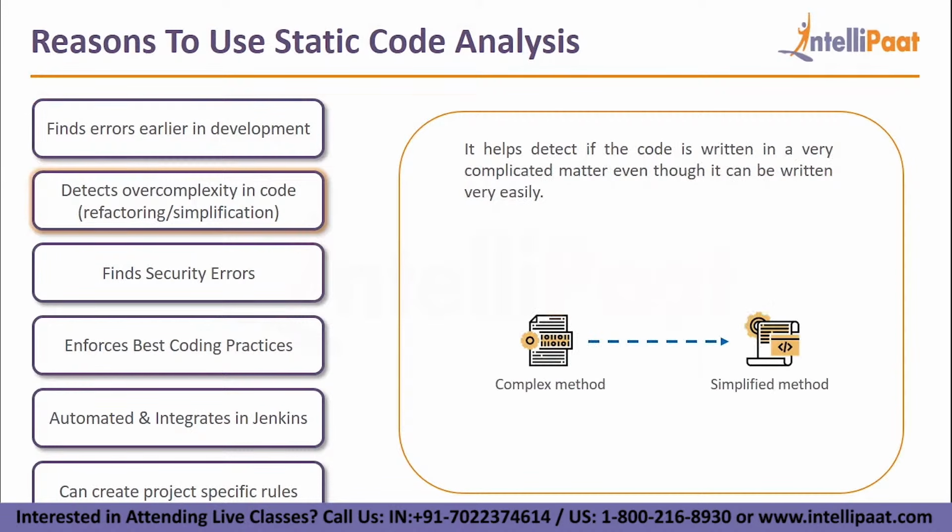Detects over complexity in code. It helps detect if the code is written in a very complicated manner, even though it can be written very easily. Sometimes, as developers, we think that we should write something in a much more complex way because it entices us. But SonarQube or another static code analysis tool will identify that the code has been written in a more complex manner and will suggest a simpler method for it. It's not always that the developer wishes to write the complex method. It could be that he doesn't know how to write the simplified method. Even in that case, the tool will suggest a simpler way to write the same code.